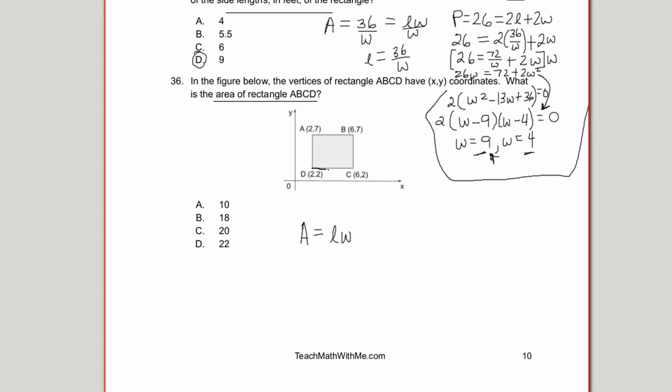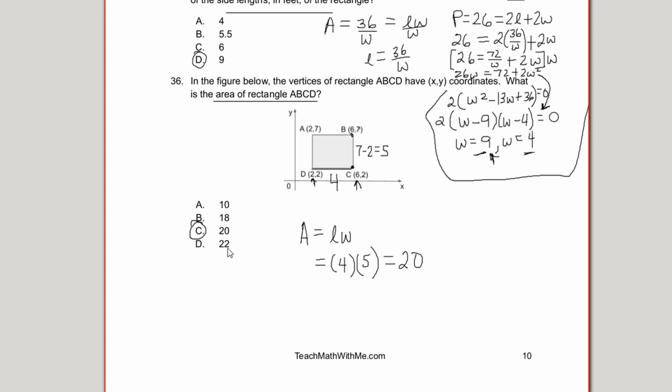We need to know how long is this length. And remember, this is along the x-axis, so we could look at the x values. They go from 2 to 6. So from 2 to 6, that's a difference of 4. So that gives us one length. And then what about here? We could look at from C to B. This is on our y-axis. We could look at the change in the y from 2 to 7. So 7 minus 2 is going to give us 5. So that gives us an area of 20.